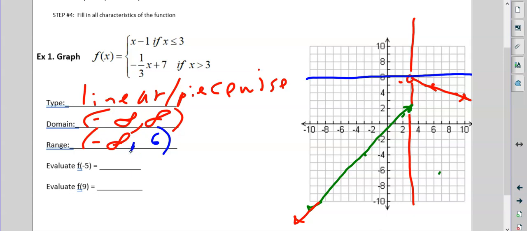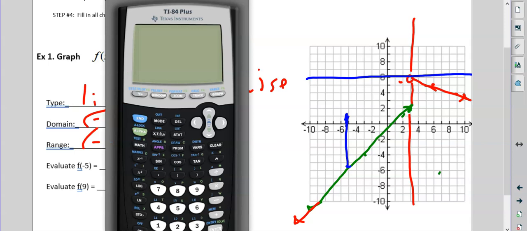Okay? Now, it says evaluate f of -5. Well, where is -5? -5 is right here, okay? The red one does not continue that way, so we just got to find out where does it meet -5, and that's right down here at -6. Also, if we just plug in -5 right here, we get -5 minus 1 is -6, or we could have looked on the calculator.